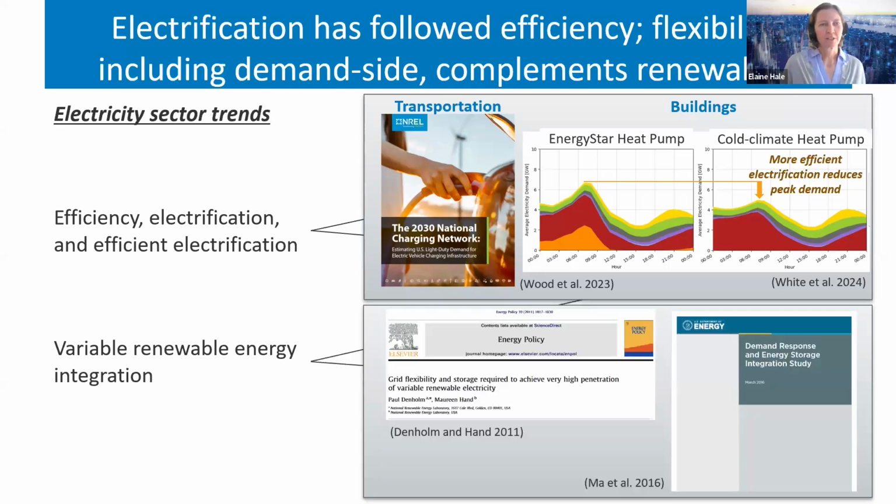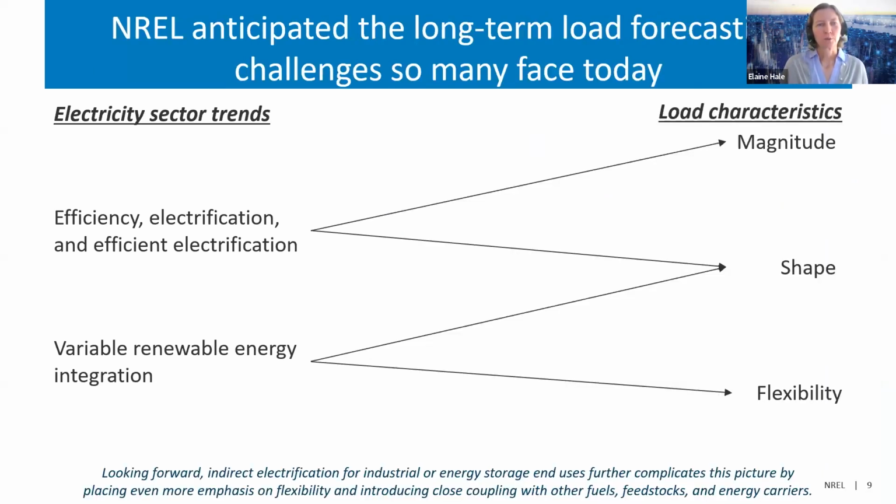On the variable renewable energy integration side, pretty early on, we recognized that flexibility is really important in systems with a lot of wind and solar, and that flexibility can come from technologies like batteries, but it can also come from demand side flexibility or demand response. And so we've gotten to a place where we really understand that there's a lot of changes on both the demand and the supply side of the grid that make it really important to understand how electricity load magnitude and shape are changing, and also how electricity load could possibly be flexible to help integrate more variable renewable energy.